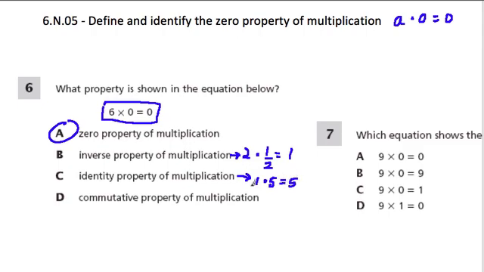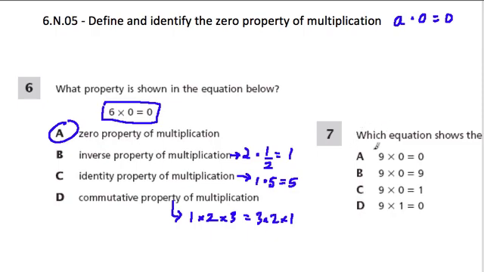So the identity property deals with the number 1, and the commutative property of multiplication, one of my favorite properties, just says that 1 times 2 times 3 equals 3 times 2 times 1, and so forth. We can change the order without changing the product, which is super useful.